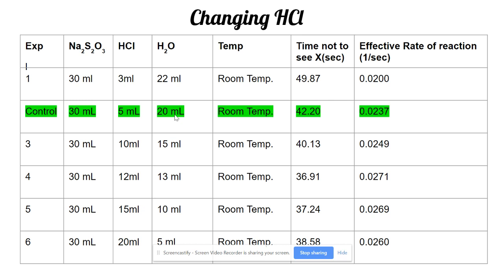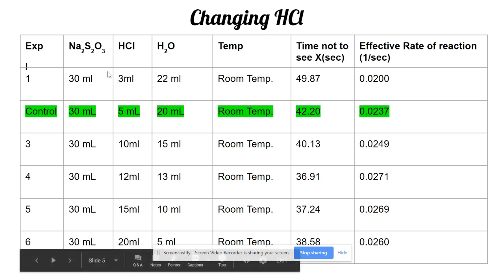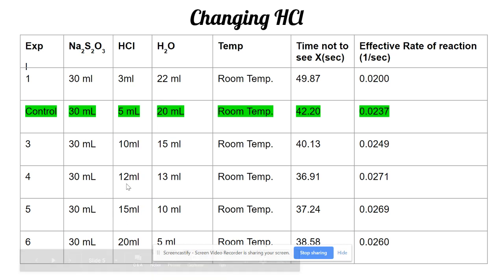Let me just explain more how you can calculate the concentration. If we're changing the concentration of HCl, what we need to keep constant is thiosulfate. The only volume we're changing is HCl. So we only have to calculate thiosulfate concentration once. And then we'll have to calculate HCl concentration for all these 6 experiments.